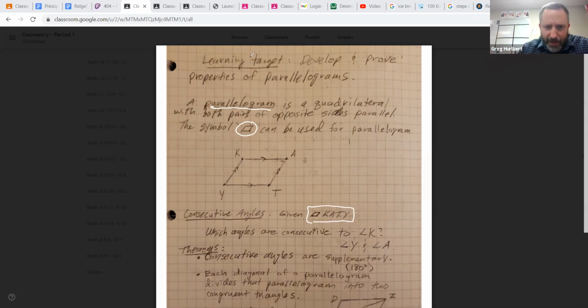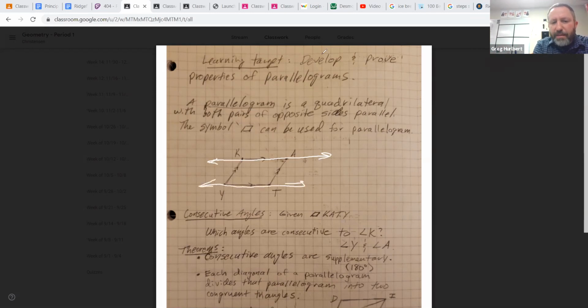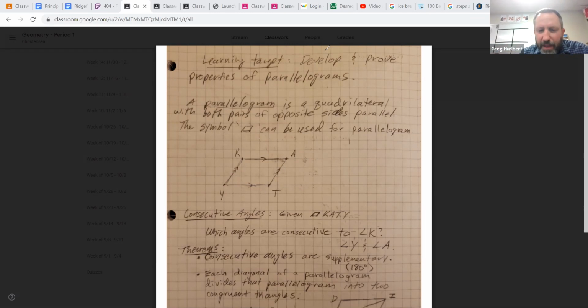The thing about it being opposite sides being parallel would be shown in the diagram here. If you look at the line going through A and K, that line is parallel to the line going through Y and T, and then the line going through Y and K is parallel to the line going through A and T. So those are parallel lines, and you can see they're marked that way in the diagram.